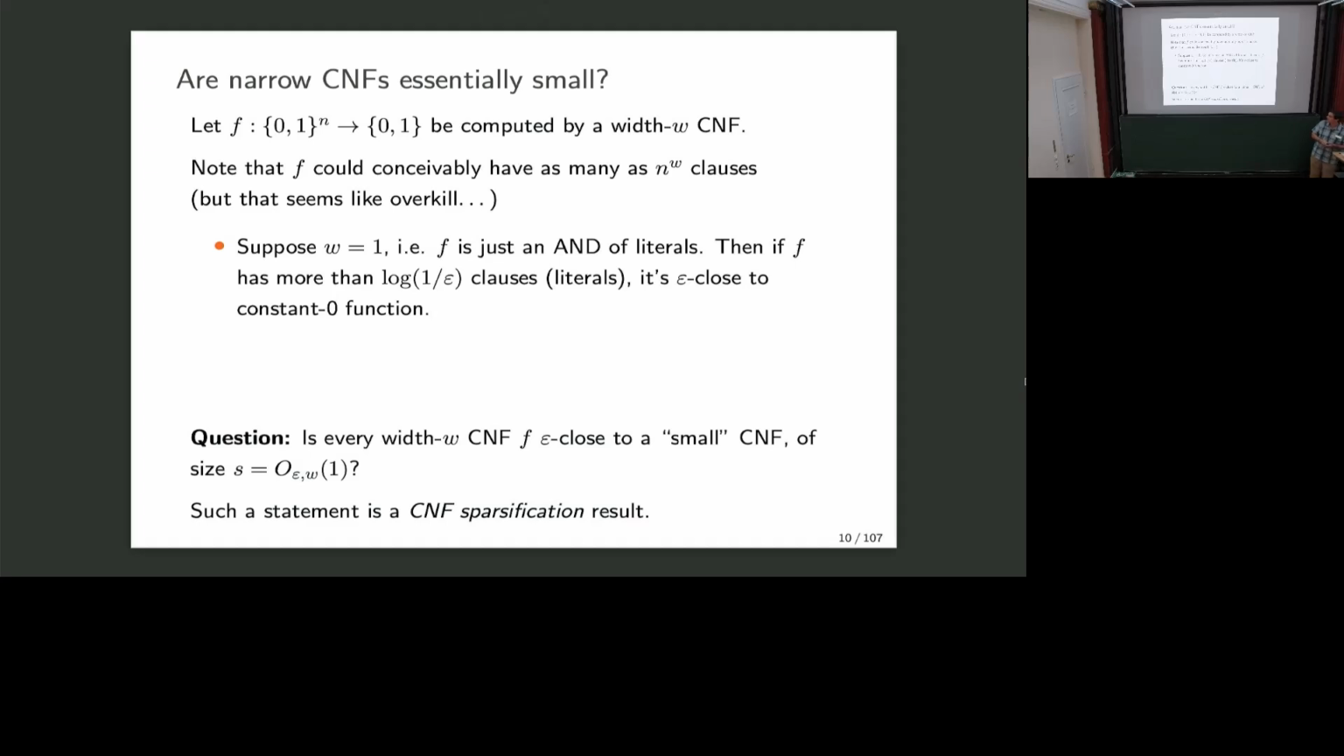And this gets us thinking, right? Could it be the case that for every, think of it as a constant w, given any width w CNF, perhaps it's close to a small CNF? A CNF whose size, again, depends only on that width parameter and the approximation parameter, but is independent of n. A reasonable question. If we had a result like this, we could call this a CNF sparsification result. We go from a big CNF and prune it down dramatically to a constant size CNF, as long as it had a small width. Okay, makes sense so far?